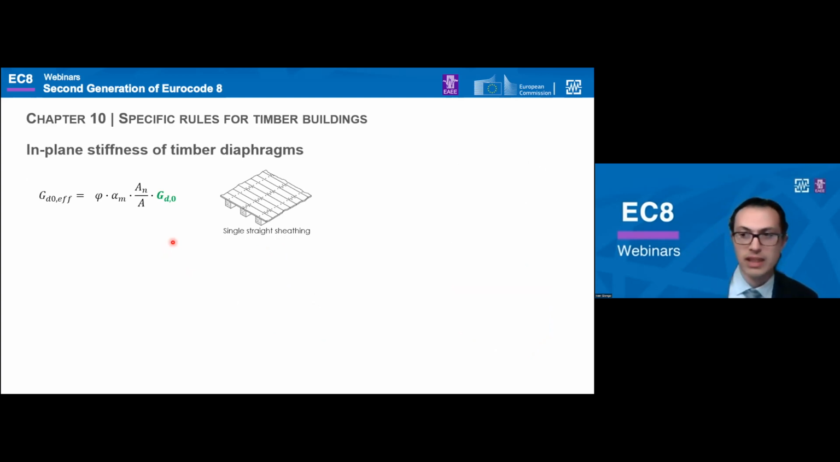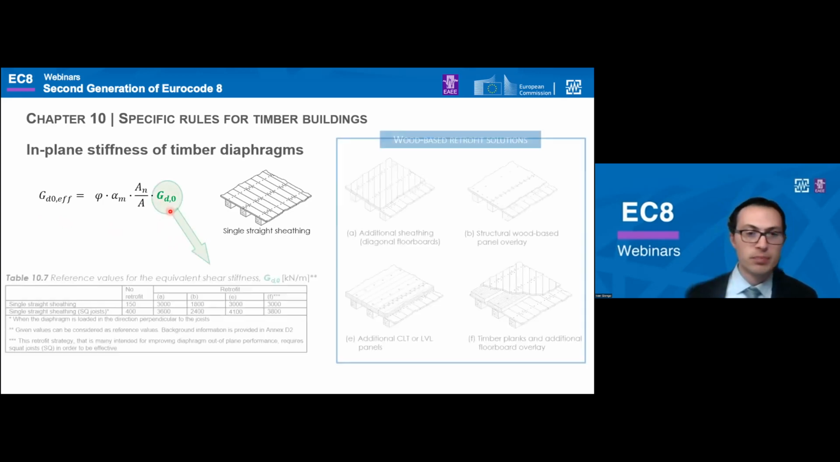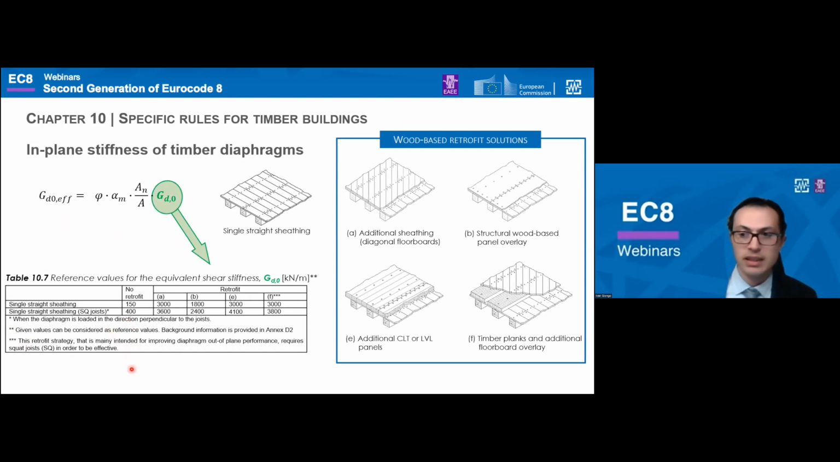in-plane response of floor diaphragms depends on an effective value of the stiffness, and the effective stiffness of the floor depends on the reference value of the equivalent shear stiffness GD0, which is provided by this table here for as-built diaphragms and also for retrofitted diaphragms. And special attention is given to wood-based retrofits as they ensure good in-plane performance while limiting the addition of mass.